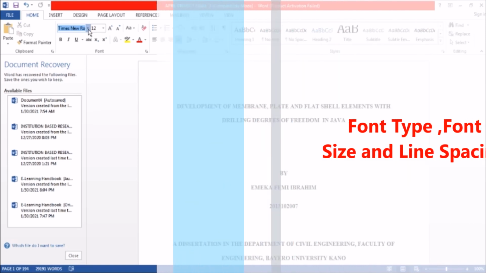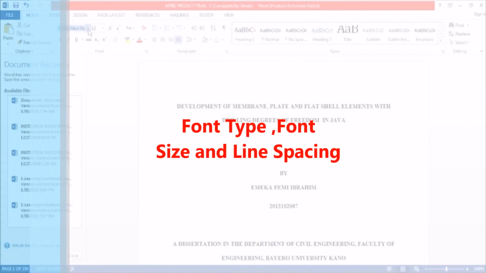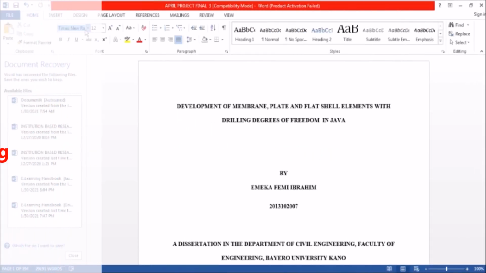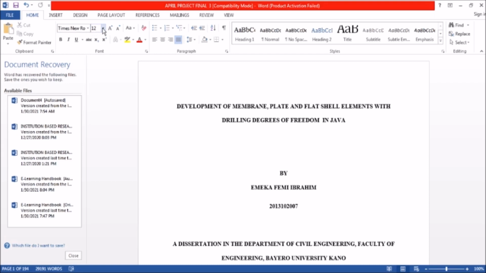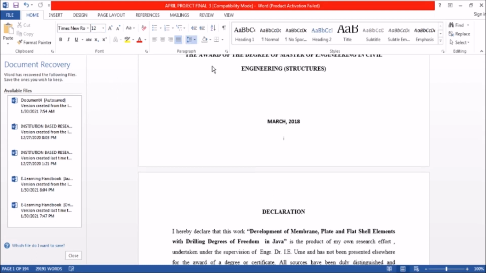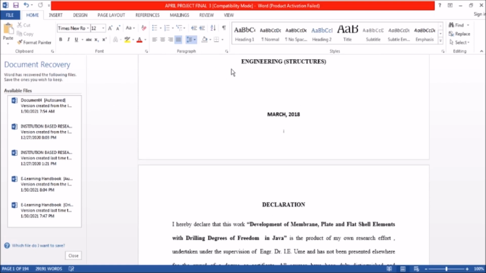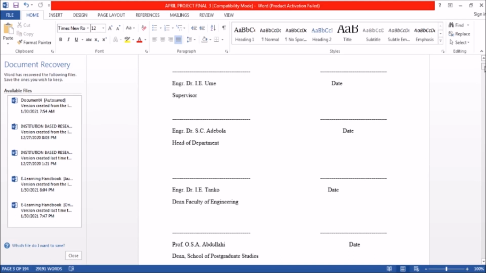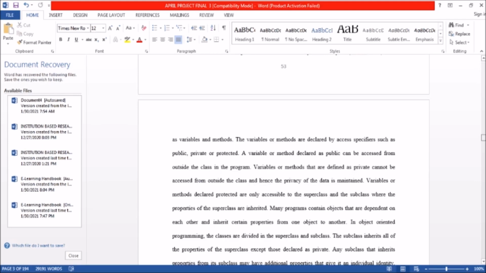So we need to look at the font type. The font type is Times New Roman for most project work, and the font size is 12. The font spacing is usually 1.5 or 2, especially when you're using double line spacing. So this is a brief tip on what a typical project work looks like. You can see what we have here.